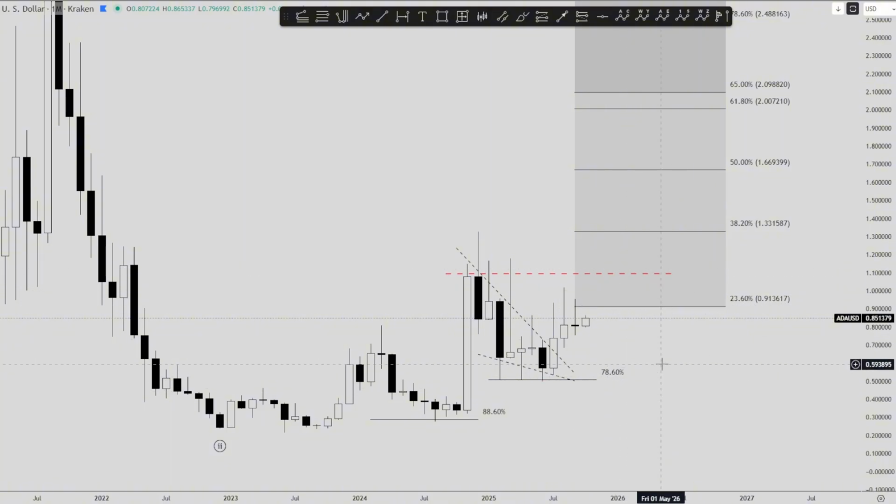It's just, in my opinion, a question of time, right? And once we close higher time frame candles here above 91 cents, we are going to attack this current cycle high here at $1.10. And once we take this level, the next resistance will be the 38.2 resistance level at $1.33.